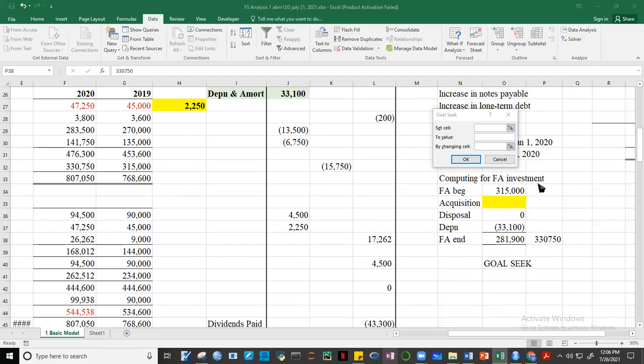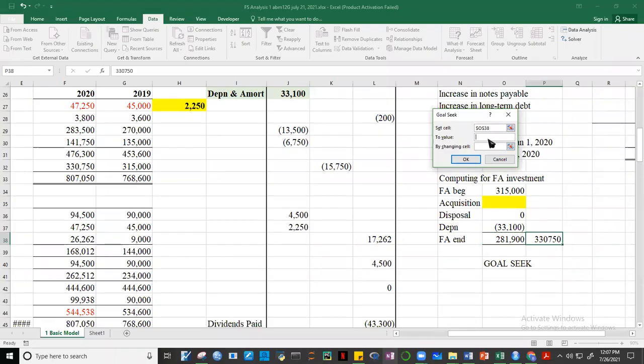Okay, so ano yung set cell natin, guys? What do we set? 038. Yeah, that's correct. Thank you, Liam. Liam is correct. Sabi niya 038. Ito, guys, isa-set natin ito. This one, 038. So I'm going to click this one. That's 038. Okay? Bakit ito yung isa-set natin, guys? Kasi mali siya eh, di ba? Dapat 330,750 to.